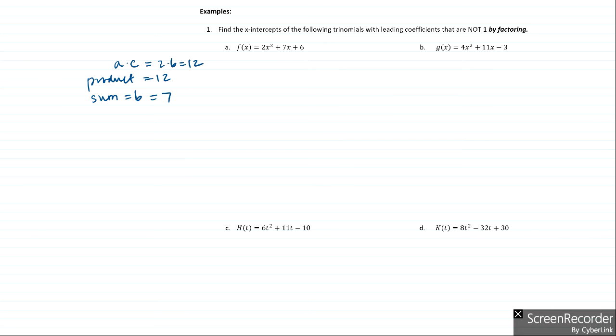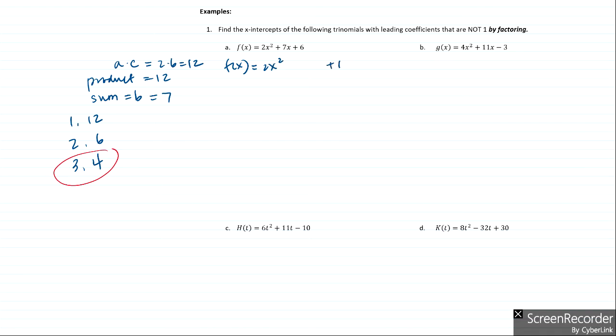For factors of 12, we can list them out. We can have 1 times 12, 2 times 6, and 3 times 4. These are the factor pairs. If you check the sums of these numbers, you will see that the last pair has a sum of 7.